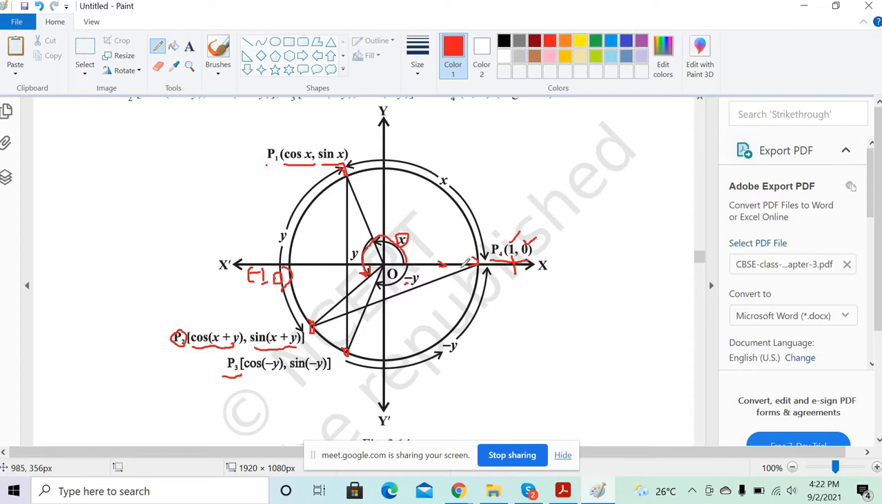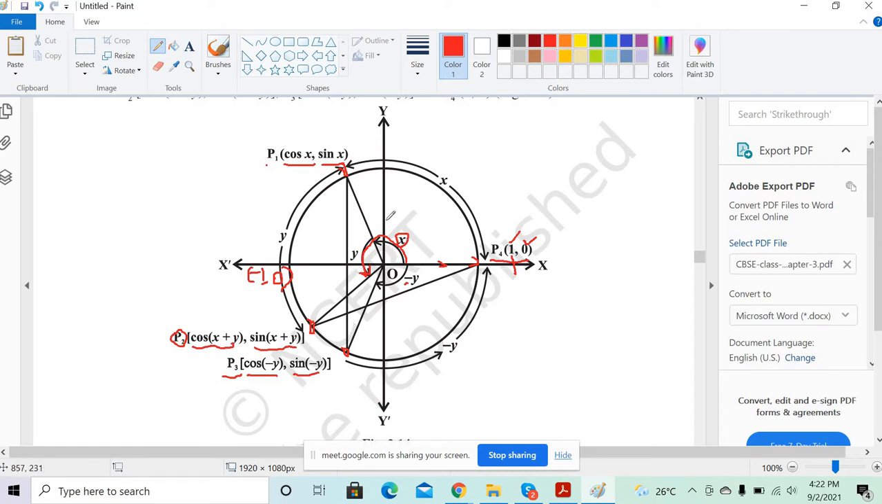Similarly here we went in the clockwise direction, so the angle was minus y. The x coordinate will be cos of minus y and the y coordinate will be sine of minus y. Correct? Any doubts in understanding this part? So we got minus 1 comma 0 in terms of the Cartesian coordinates.